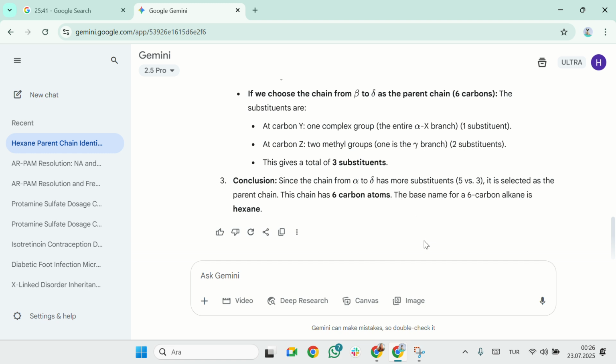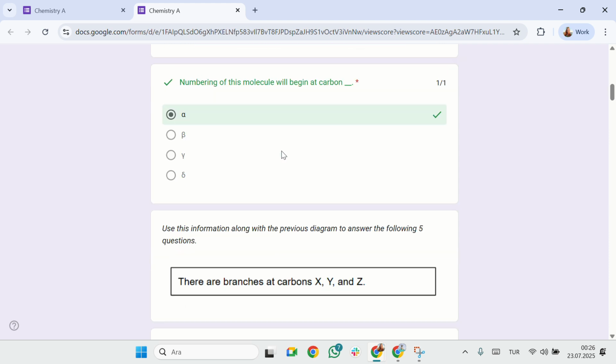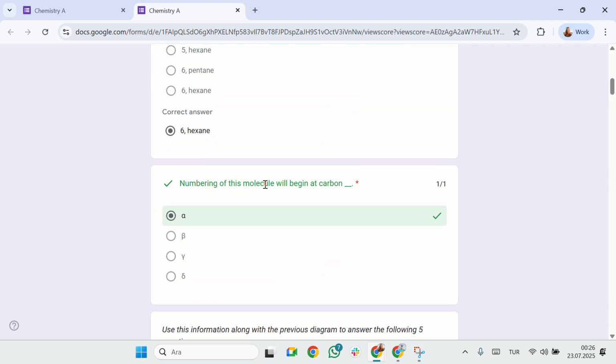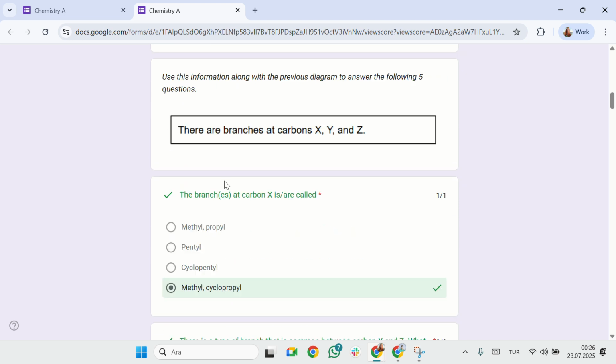This chain has 6 carbons. What's the base name for a 6 carbon alkane? The base name for a 6 carbon alkane is hexane. I actually understand this. Okay, let me move on to my number. Okay, I got it correctly, but now I understand why it begins at alpha. Now I get it.